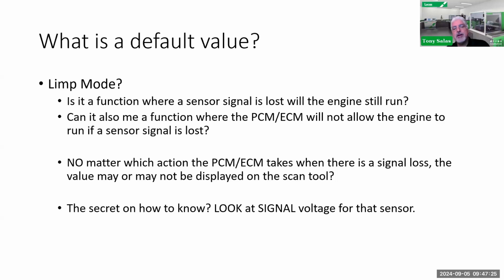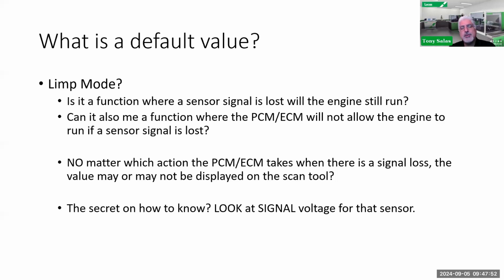So therefore they can vary. Your job is to verify that you are in the default value. How do I know? Once again, look at the signal voltages. That's what you want to look at. So ECT, IAT, barometric pressure, and so on, they do have a signal voltage you can observe on your PID list to make sure that you don't have a problem. If it reads 0, or if it reads 5 volts, that's a telltale right off the bat for a signal voltage. You are definitely in a default value.